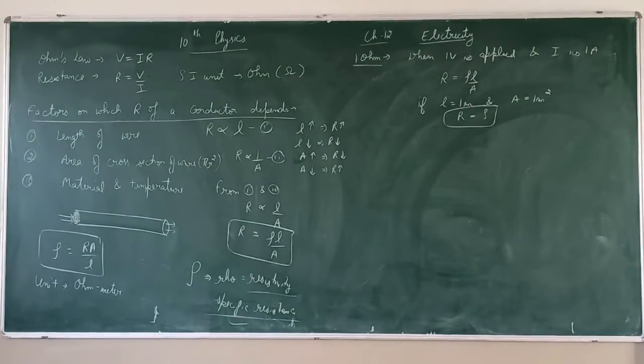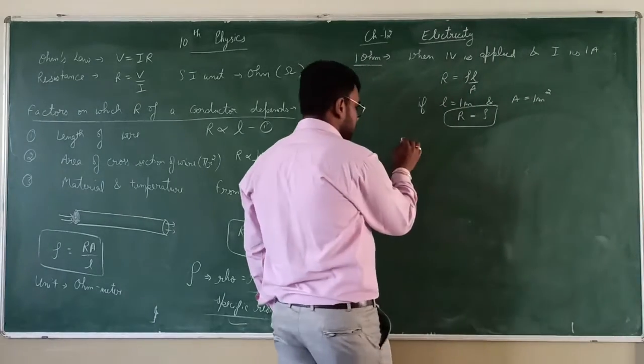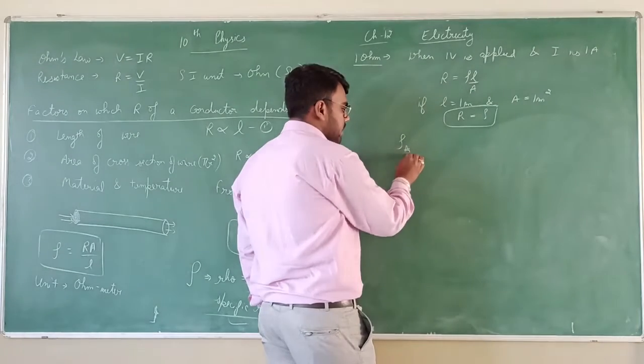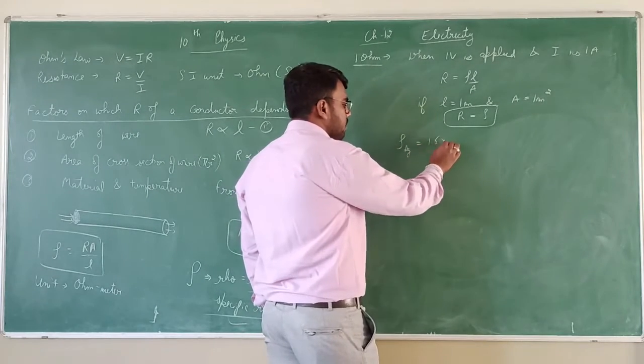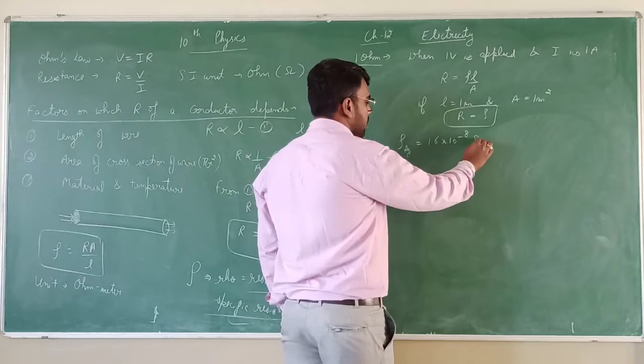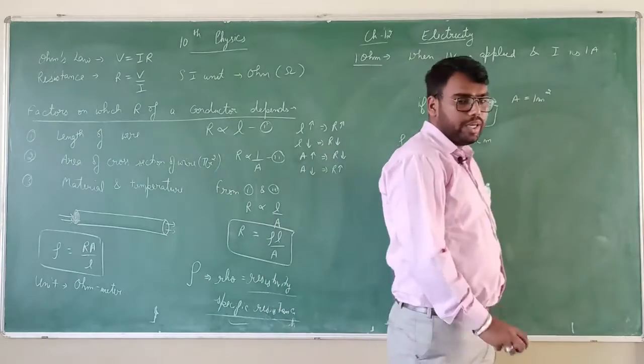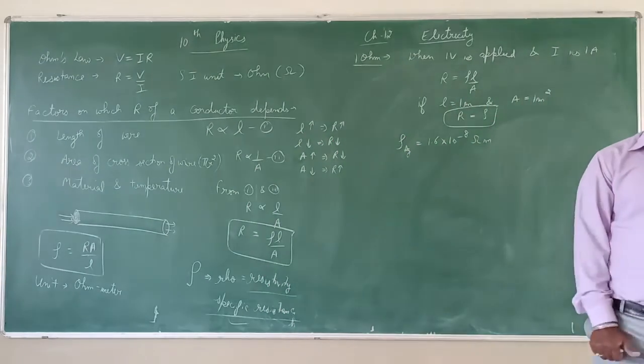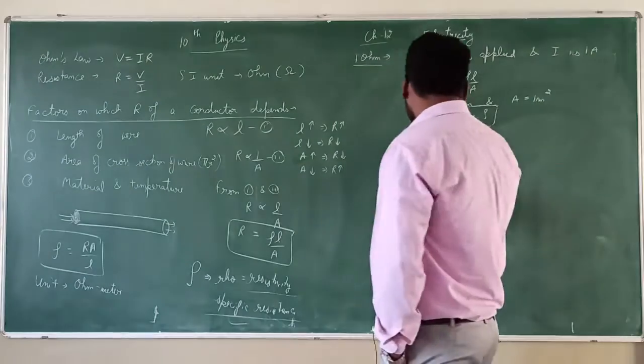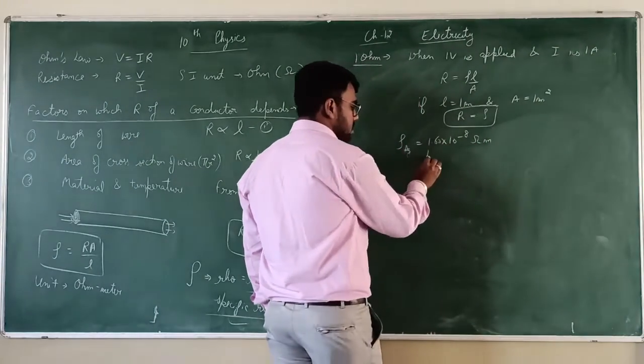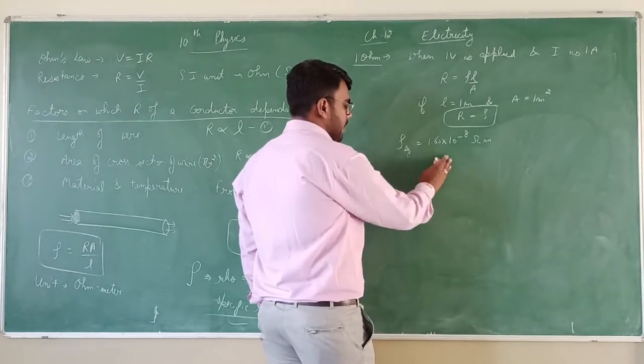In our NCERT book, page number 207, there are some materials whose resistivity is given, at a temperature of 20 degrees Celsius. Let me write some of these values. Resistivity for silver is 1.6 into 10 raised to power minus 8 ohm meter at 20 degrees Celsius, and for copper it is 1.62. For silver we can take 1.60.